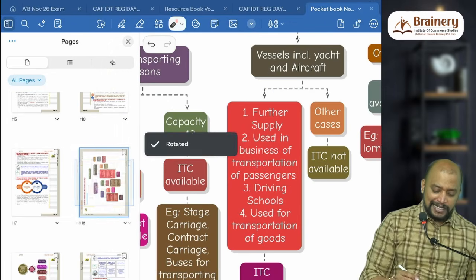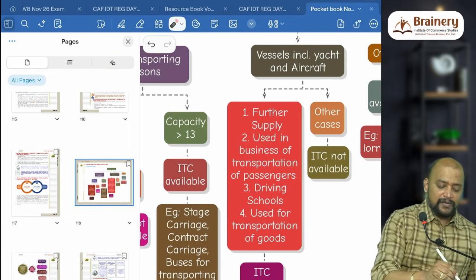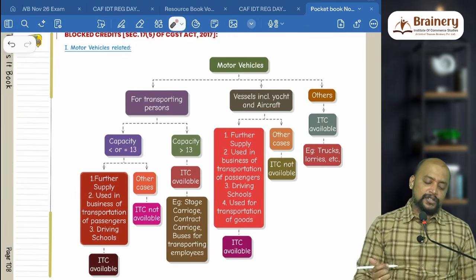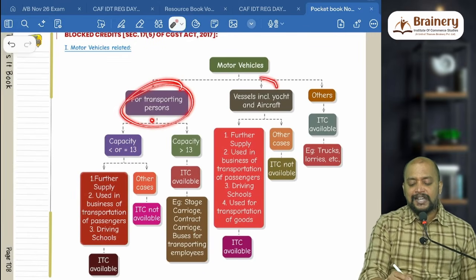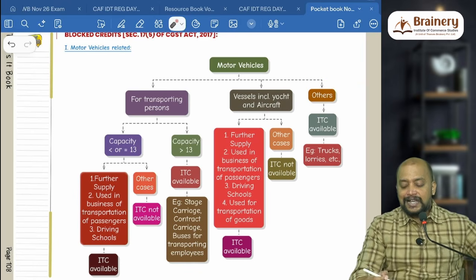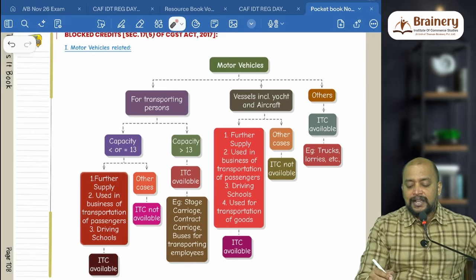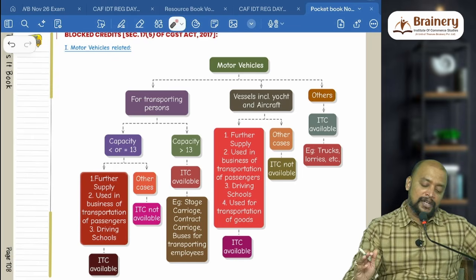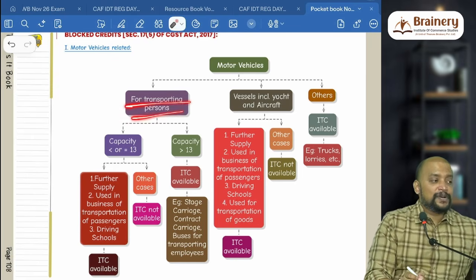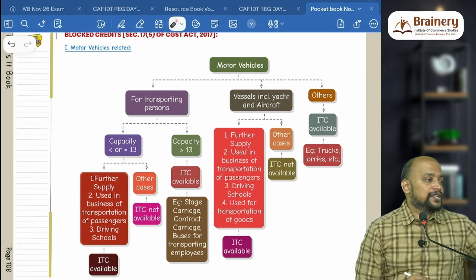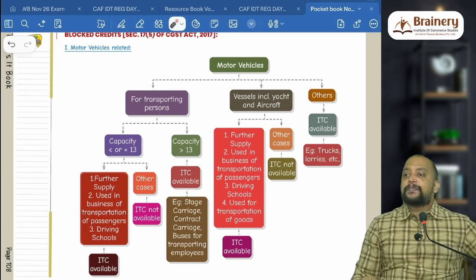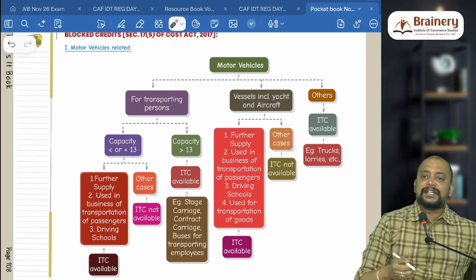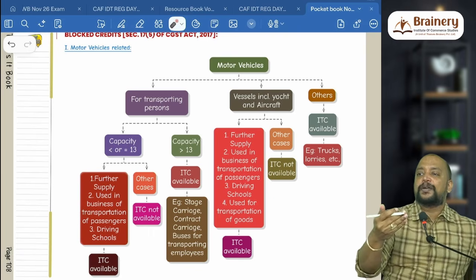So blocked ITC, the first one is motor vehicle related blocked ITC. Motor vehicles are divided into 3: motor vehicles for transportation of persons, vessels and aircrafts, and others. Others, like trucks, lorries, etc. ITC is already available because it is not a blocked credit, always available. Whereas for transportation of persons, capacity less than or equal to 13, capacity exceeding 13. Capacity exceeding 13 is not blocked ITC, we can enjoy the ITC, for example buses, maxi cab, tempo traveler.